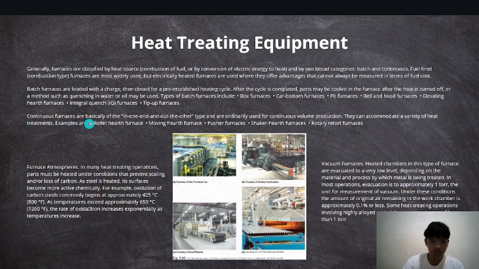Continuous furnaces are basically of the in-one-end and out-the-other type and are ordinarily used for continuous full production. They can accommodate a variety of heat treatments. Examples are: 1. Roller hearth furnace, 2. Moving hearth furnace, 3. Walking beam furnace, 4. Shaker hearth furnace, and last, rotary retort furnace.